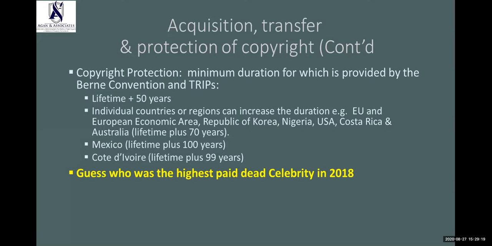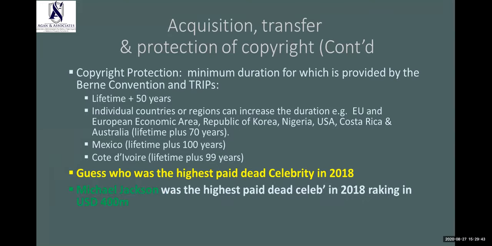So can you guess who was the highest paid dead celebrity in 2018? That is someone who was still being paid way after he died. Perhaps your guess is right. And yes, it's none other than Michael Jackson, who was the highest paid dead celebrity in 2018, raking in a whopping $400 million for his work.